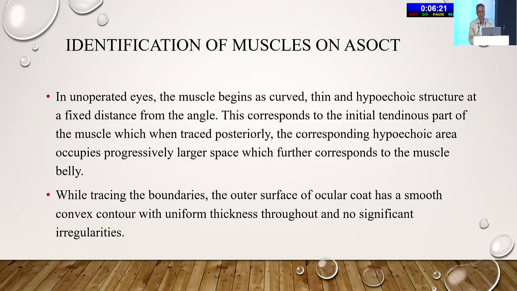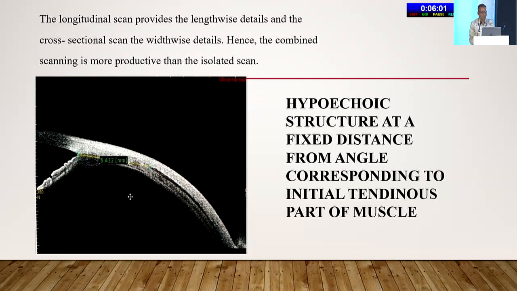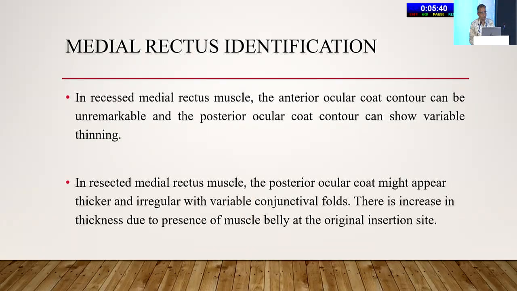Identification of muscle on AIOCT: in an unoperated eye, the muscle begins as a curved, thin, hypoechoic structure at a fixed distance from the angle. This corresponds to the initial tendinous part of the muscle, which when traced posteriorly, the corresponding hypoechoic area occupies progressively larger space, which further corresponds to the muscle belly. The hypoechoic structure at a fixed distance from the angle, corresponding to the initial tendinous part of the muscle, is seen in this figure. The longitudinal scans provide length-wise details and cross-sectional scans provide width-wise details, and hence combined scanning is more productive than isolated scans.